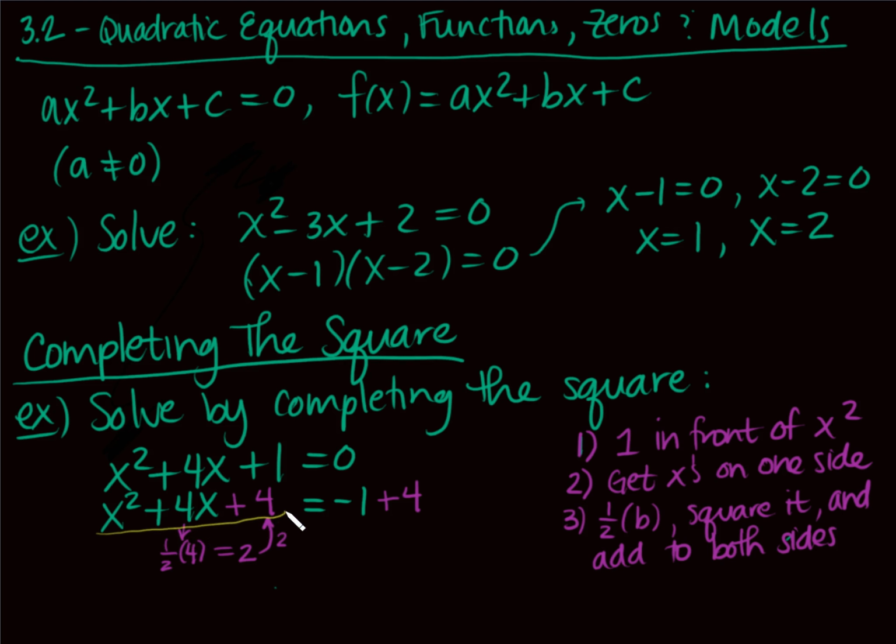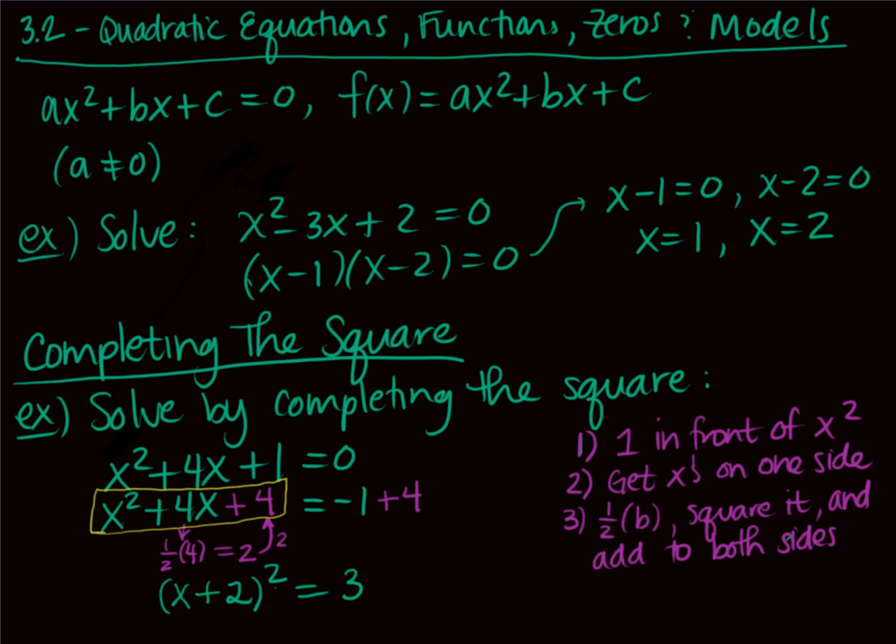This side right here now is a perfect square polynomial, meaning you can factor it as a perfect square. That is why you added that 4 to both sides, because when we factor this now, this becomes x plus 2, quantity squared. Two numbers that multiply to be 4 and add to be 4. That's 2 and 2. And on the right hand side here, I get 3.